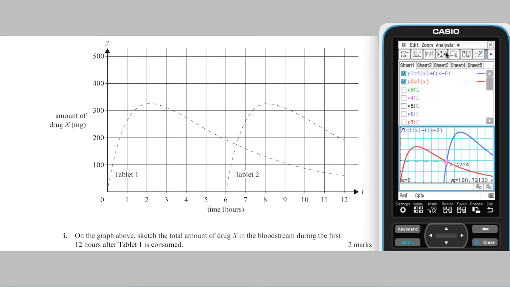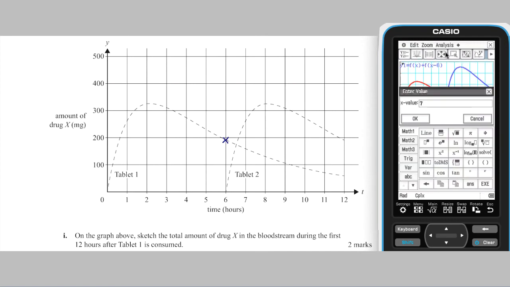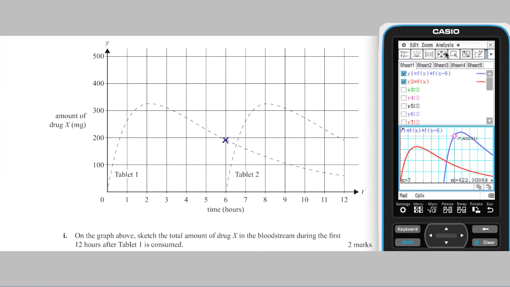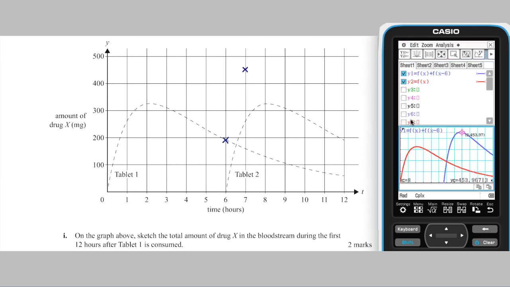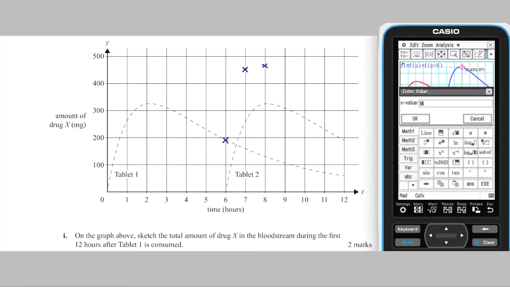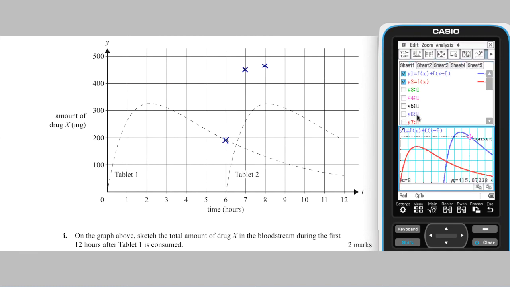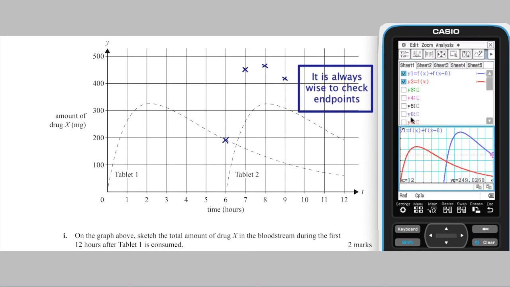We can see at 6 the function is at 190. At 7 it is as high as 422. At 8, it is close to a maximum value, it would appear, of 454, and from there we can see it decreasing. At 9, it's down to 416. At 12, giving us a value of 250, helping us to get our shape approximately correct.